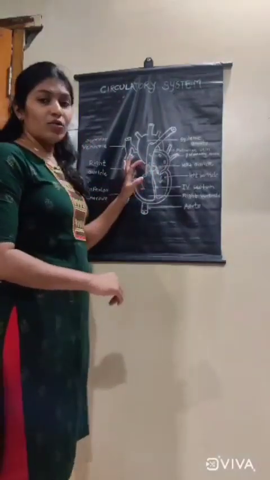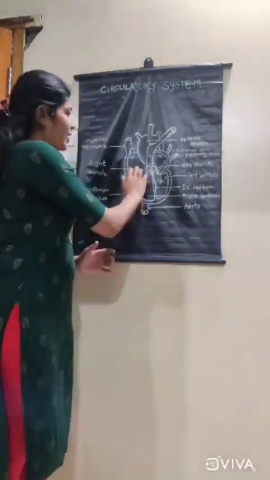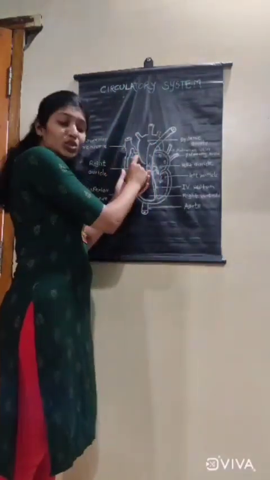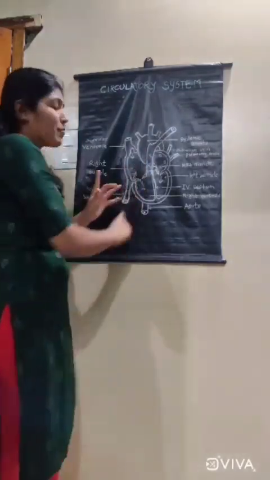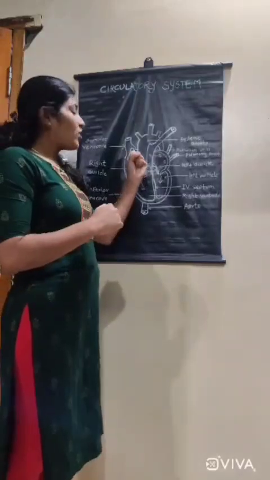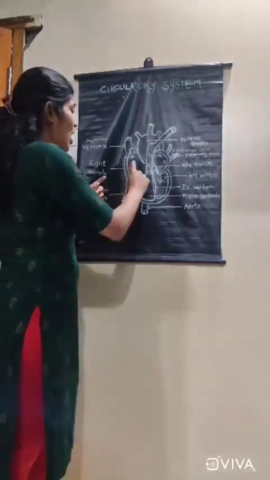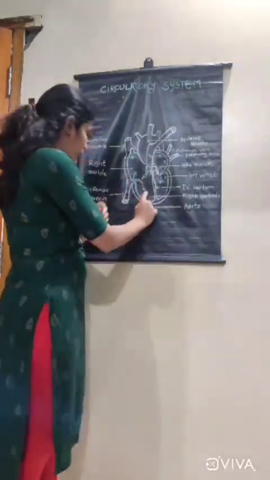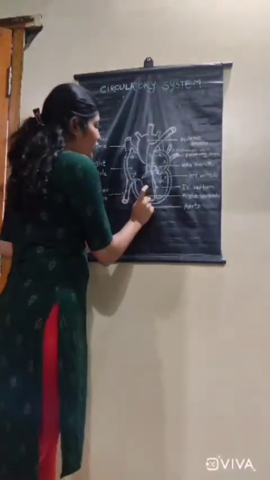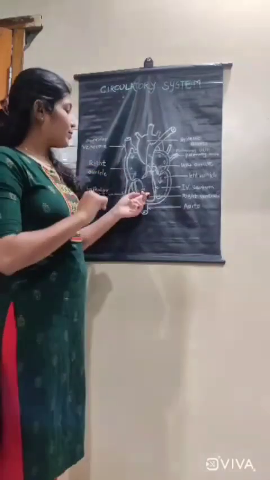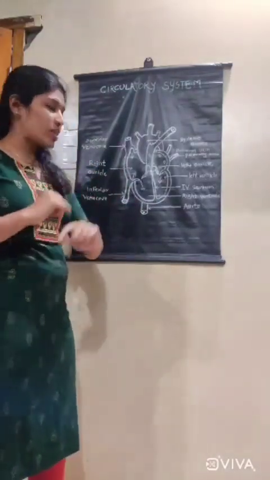Firstly we discuss the right atrium. The right atrium is small in size and has a thin wall. It carries deoxygenated blood from the body. From the right atrium, deoxygenated blood is pumped towards the right ventricle. The right ventricle is bigger in size and has a thick wall. The function of the right ventricle is to pump deoxygenated blood towards the lungs.